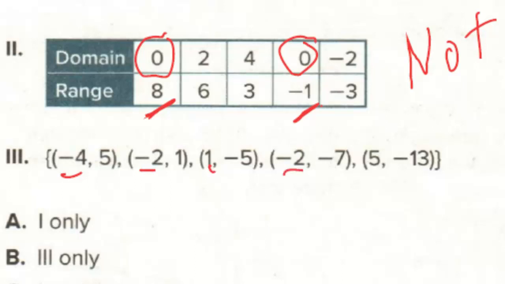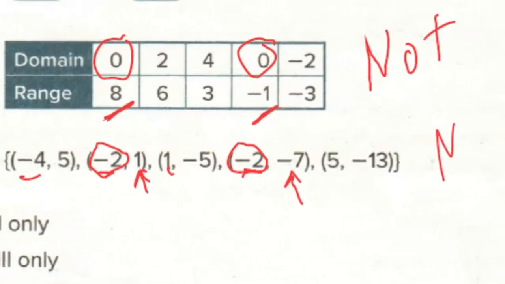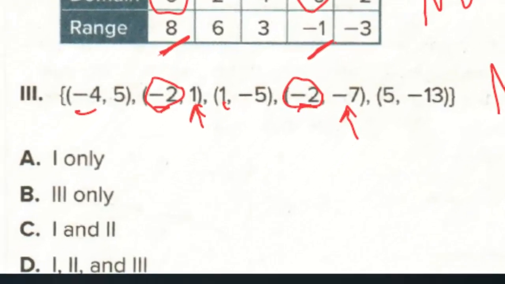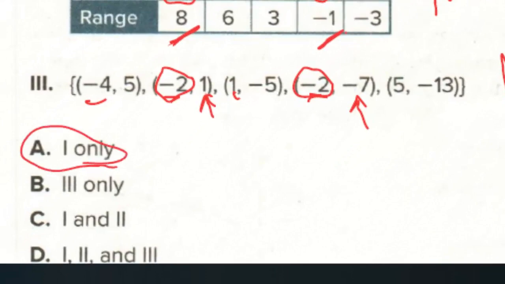So we look at, okay, we got a -2 here. It repeats. Now I'll check the range values. So I got a range of 1. So the first -2 is paired with a 1, and the second -2 is paired with a -7. Since that domain value is paired with more than one y value, more than one range value, this one is also not a function. So it looks like choice 1 only, so the answer here should be A.